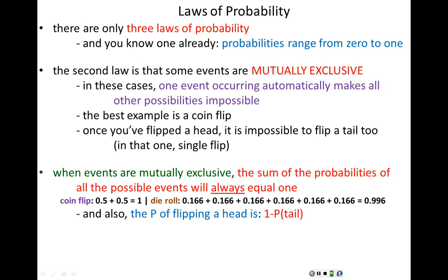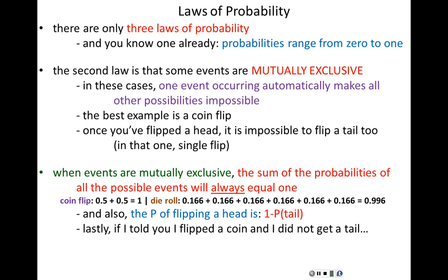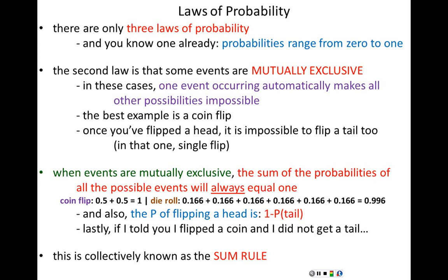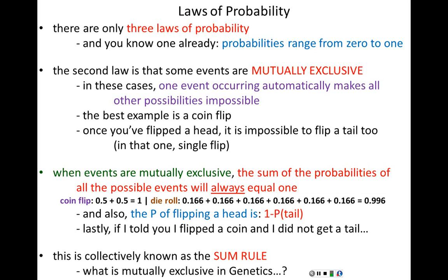I flipped a coin with a probability of 1, and I did not get the tail. Well, you know right away, if I didn't get the tail, I must have gotten the head. But what you're really doing is that 1 minus 0.5 for the tail equals the 0.5 for the head. And so that's the idea of mutual exclusion. Again, this is called the sum rule, and the sum rule is called the sum rule because, based on the sum rule, you can add individual events and get a combined probability.